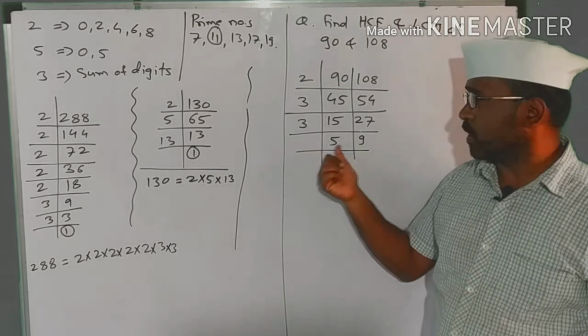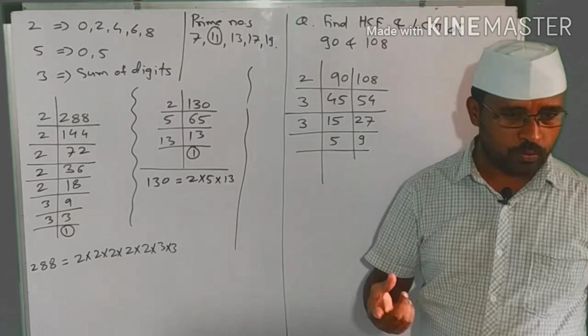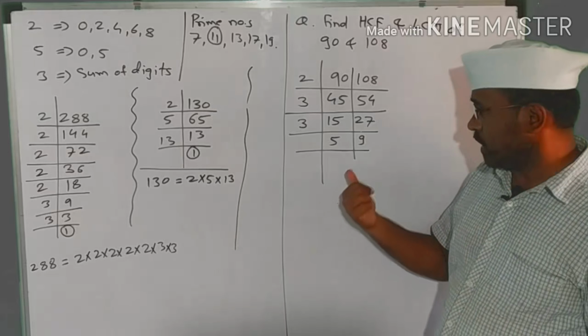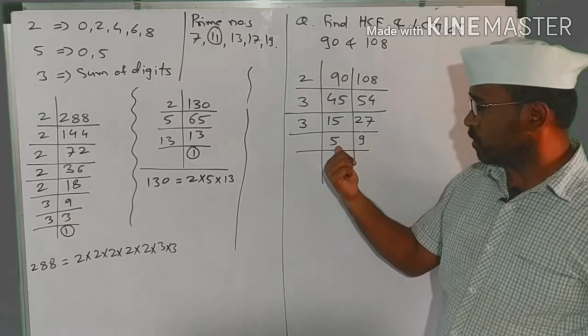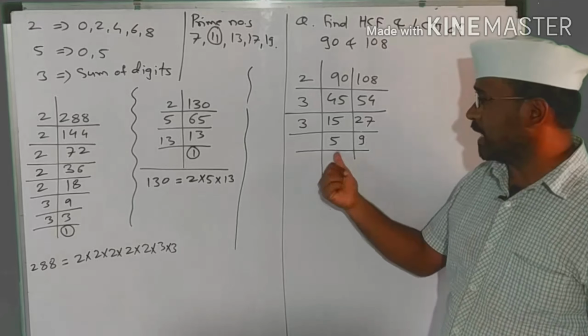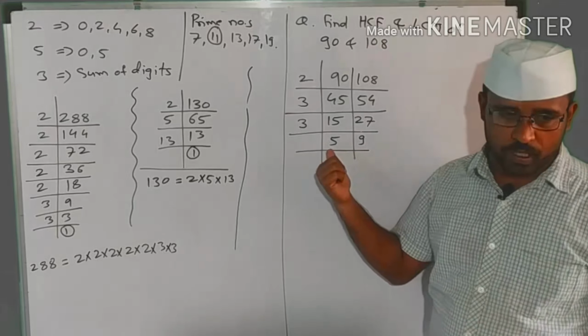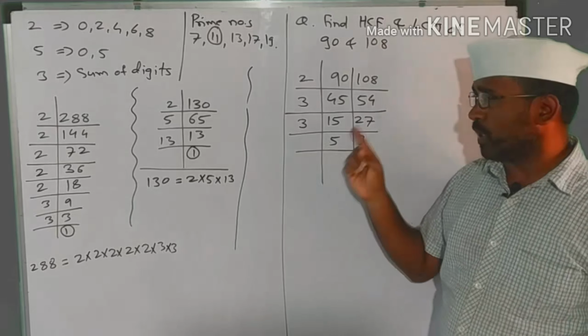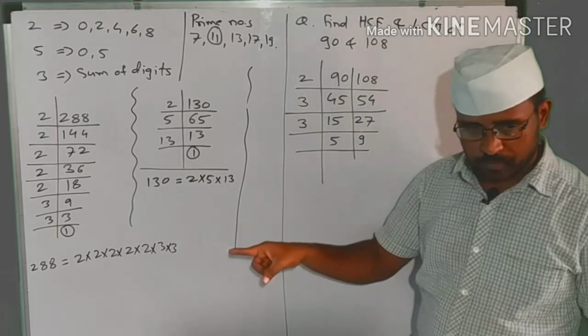Now students, 5 and 9. Are they divisible by 2? Both of the numbers are not divisible by 2. Are they divisible by 3? One is divisible by 3, one is not. So we cannot apply 3's divisibility test also. Are they divisible by 5? Yes, one number is divisible but one is not. So we cannot apply divisibility of 2, 5, 3.